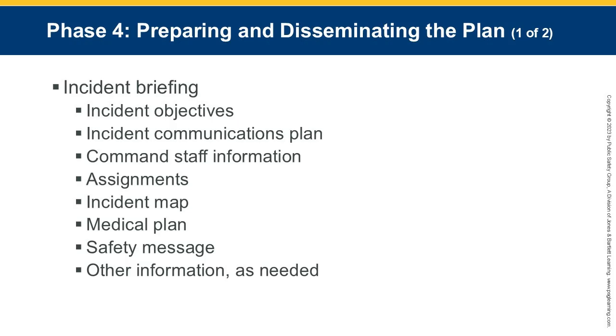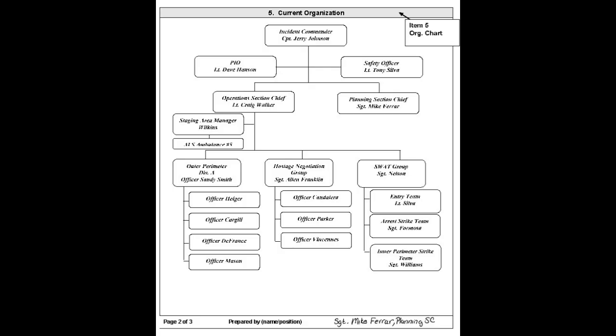We'll go over command staff information, assignments, the incident map, medical plan, and the safety message. Think of it as handing out your roadmap for the operation. If there's any other information needed, like specific hazards or environmental considerations, we cover that too.